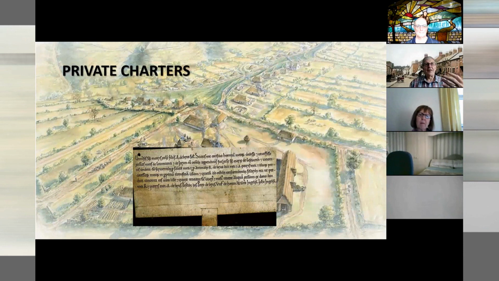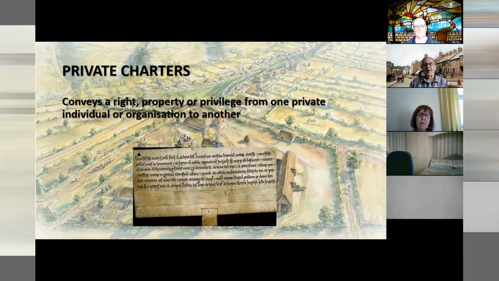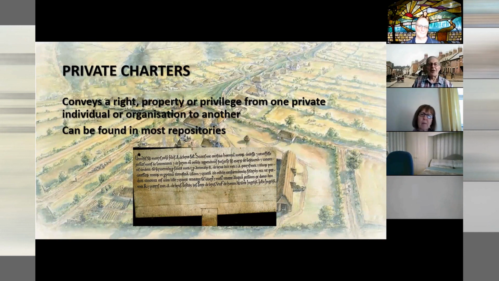So you have conveyances, property rights, individual deeds and documents, and they can be found in most record offices. They all tend to look the same. They all tend to be legal documents with a seal on it, with a signature, and the wording is the important bit.